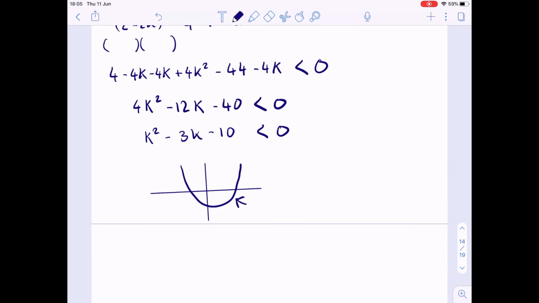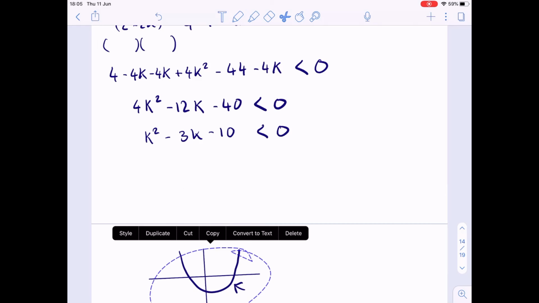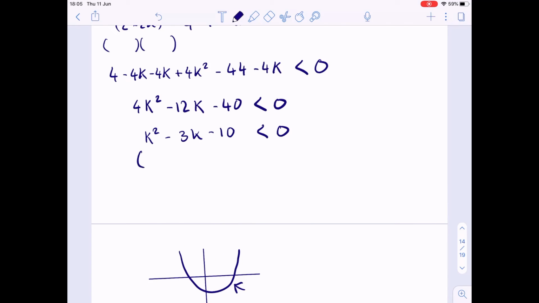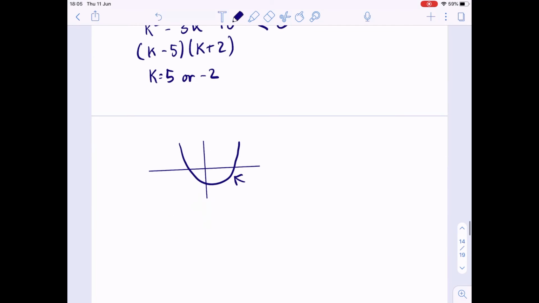So let's find our critical points. We can do that by just solving this equation. So let's factorize this. I'll just move this down a little bit. Okay, so (k minus 5)(k plus 2). So k is going to equal 5 or minus 2. So those are my values, minus 2 and 5. And again, remember, we're looking at where this graph is below 0. So it's going to be between those two values.